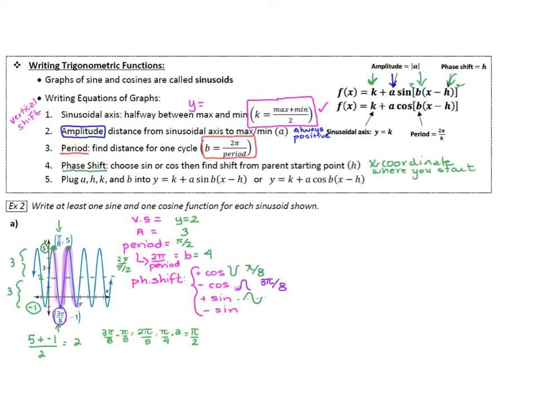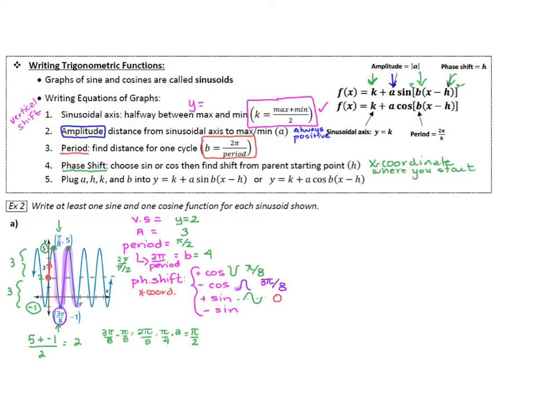But I want to look at my sinusoidal axis, and I notice that right here, I start to then go up. So that tells me for a positive sine, I'm starting on the y-axis, so I don't really have anything to enter there. It's at 0. Your phase shift is always the x coordinate where you start your graph.